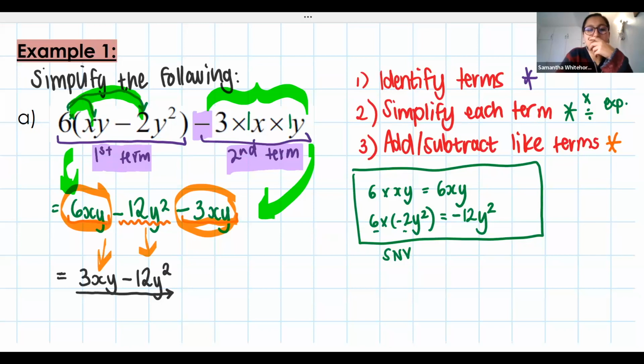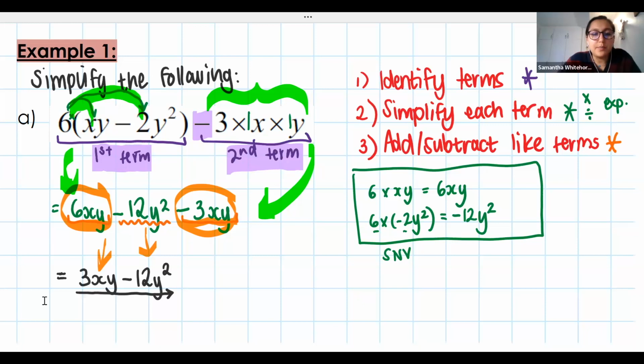Good afternoon, ma'am. Afternoon. Ma'am, can I please ask, after simplifying your terms, do the exponential numbers stay together? When you say stay together, what do you mean? Like, ma'am, let's say you have 12y cubed. Mm-hmm. Does it stay like that? You don't change it? Oh, okay. I think I'm on the same page now.